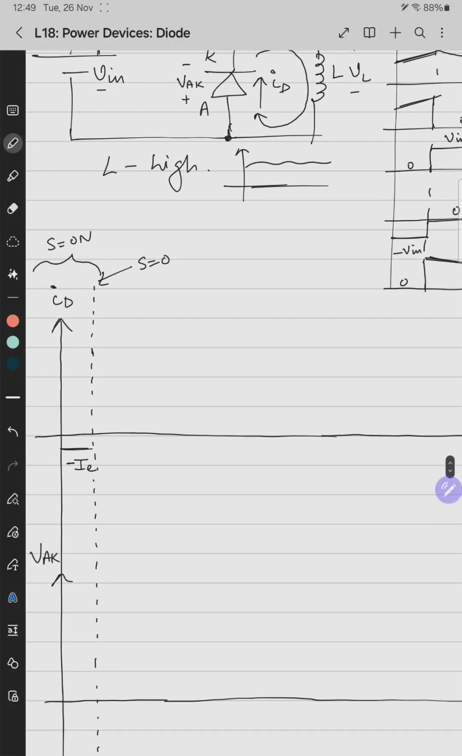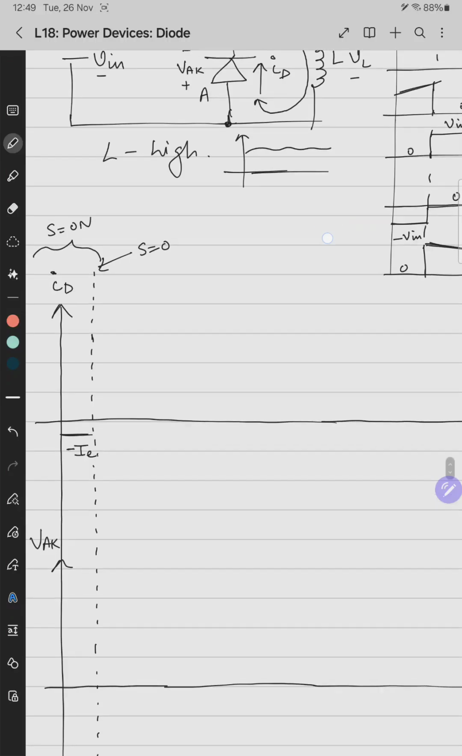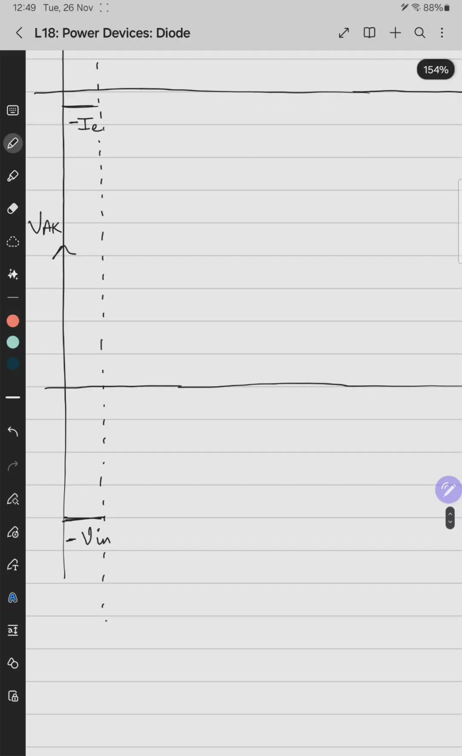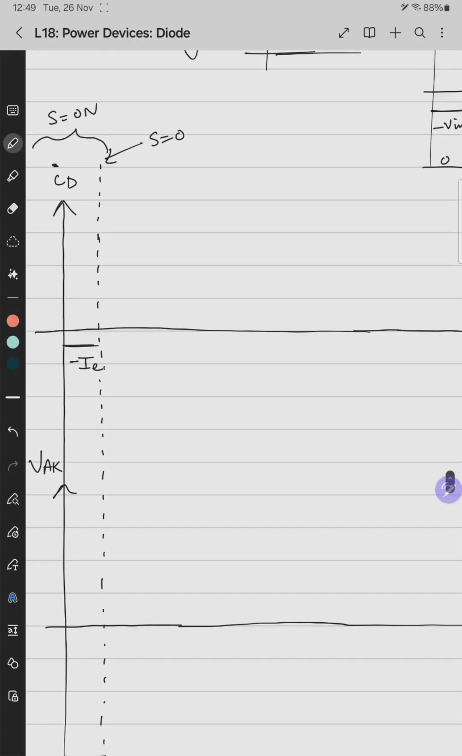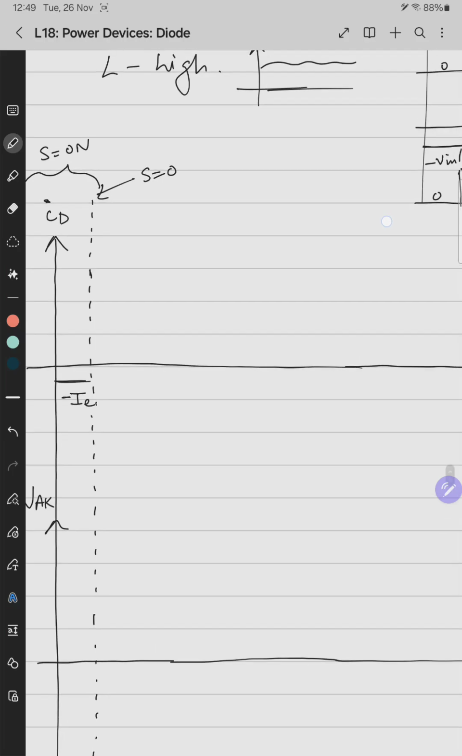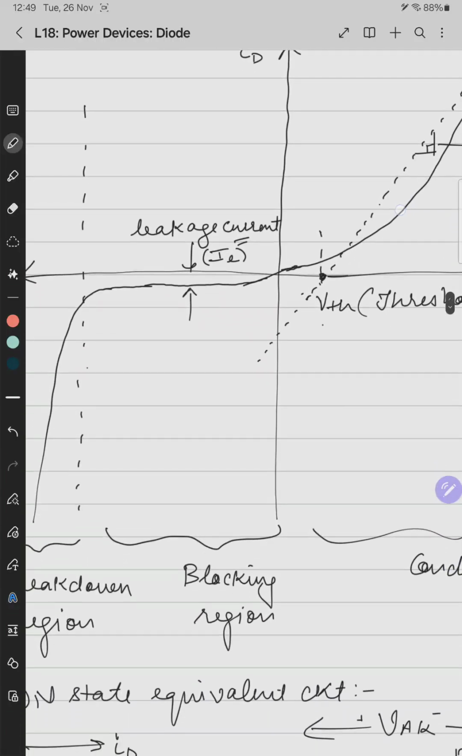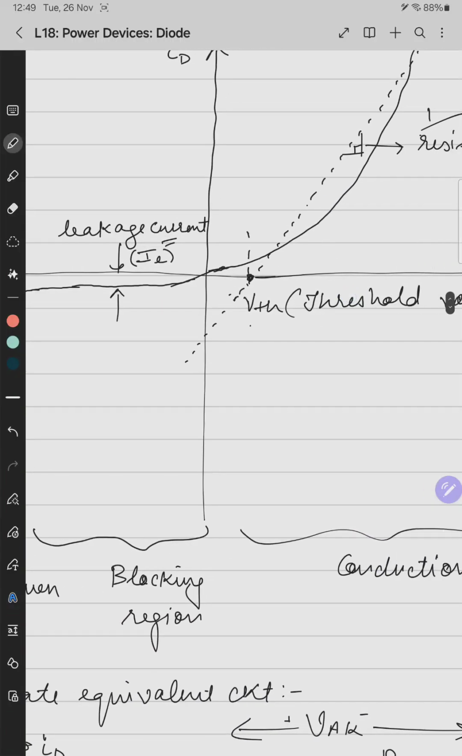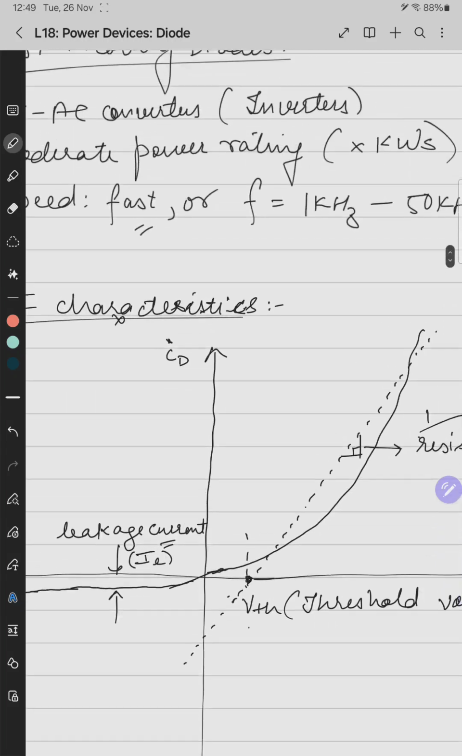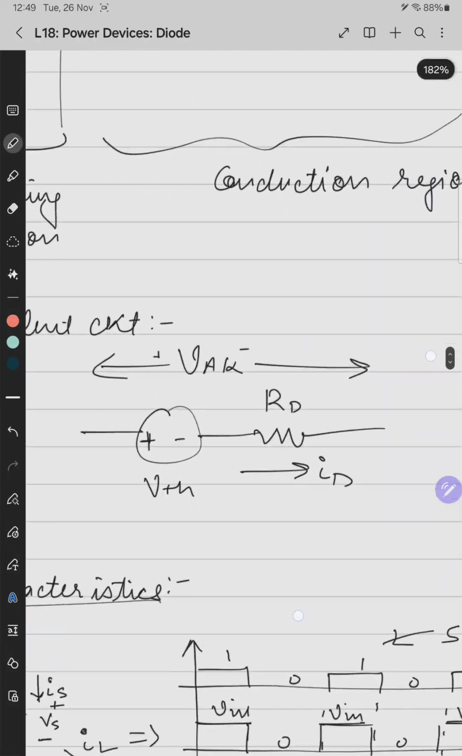So the initial steady state was that the switch is on. If the switch is on, the diode was in reverse bias, and in reverse bias the voltage across it is minus Vin, which is here, and the current through it is minus IL, the leakage current, and the diode is turned off. Now the switch is turned off, which means the diode has to turn on. When the diode turns on, the current through it should rise and the voltage across it should fall. And as per these characteristics, when the diode turns on, it has to have some on-state drop associated with it. That is based on this on-state equivalent circuit, which I have drawn here.